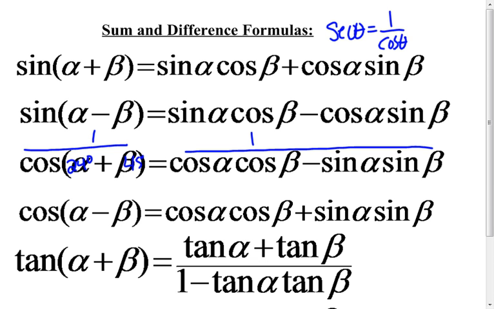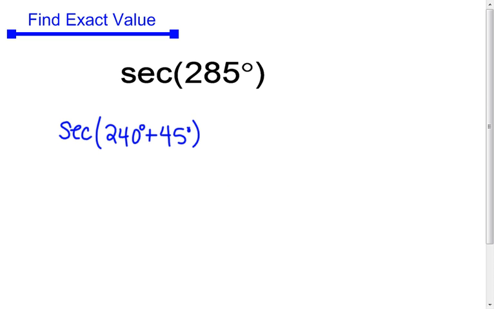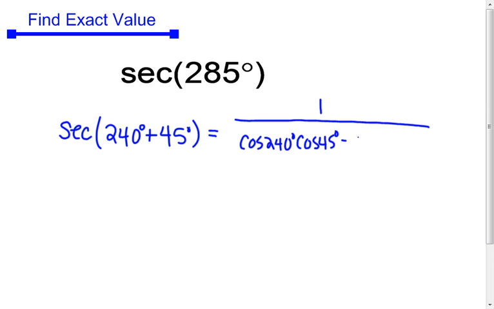So wherever I see alpha, I'm going to use this formula right here. Where I see alpha, I'm going to put 240, and where I see beta, I'm going to put 45. Okay? So, it's secant, and I don't have a secant formula, so I have to do 1 over the cosine formula. So, here we go. 1 over cosine at 240, cosine at 45, minus sine at 240, sine at 45.